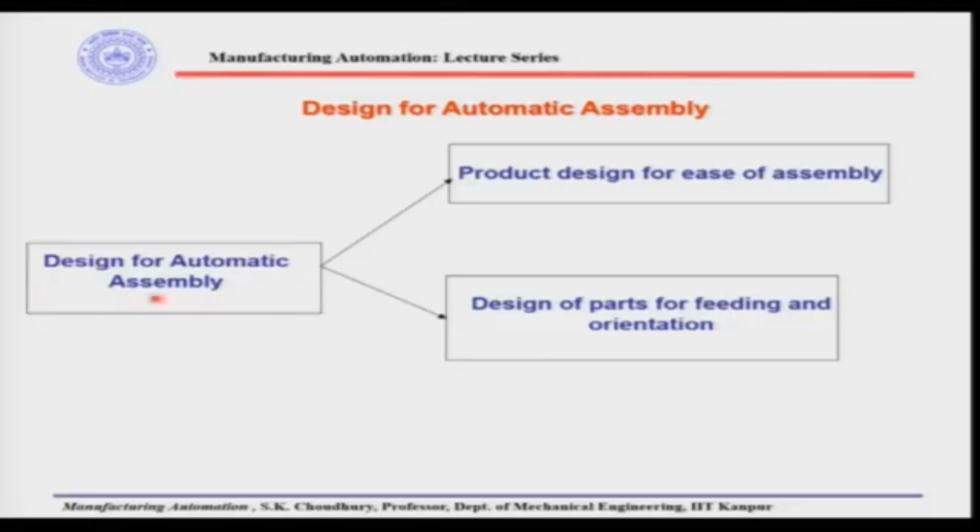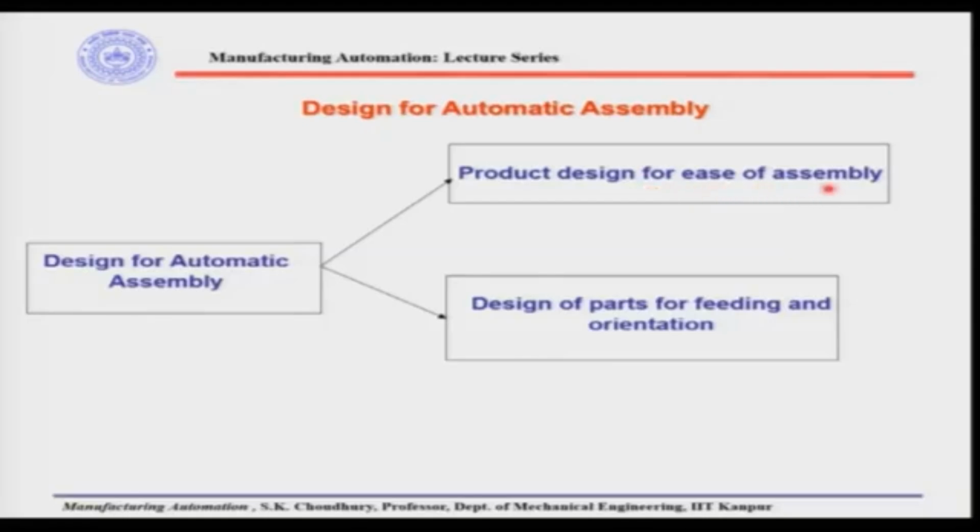Therefore, for design for automatic assembly, two aspects will be required. One is the product design for ease of assembly. As I said, for example, chamfer is one thing which we have discussed earlier, which facilitates the parts to get assembled. Okay. And there are many other aspects that we will see in the subsequent discussion, that the product design should be for ease of assembly.